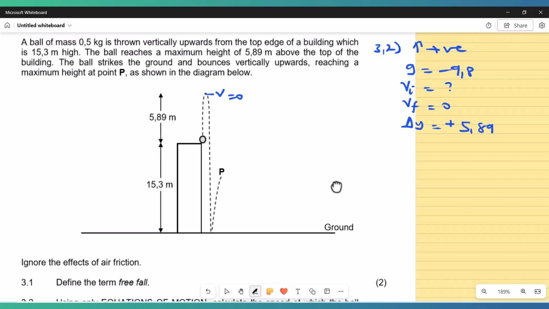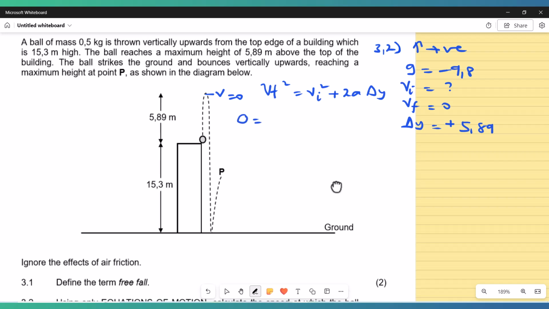Now if you look at my variables here, I don't have change in time, meaning all the equations containing change in time, I cannot use them. Why? I'm going to get stuck. So I rather use V final squared equals V initial squared plus 2a change in y. So V final, we saw it is 0. We're going to say 0 here.